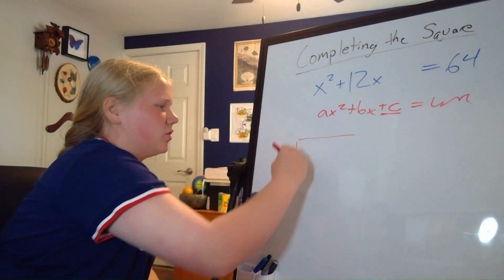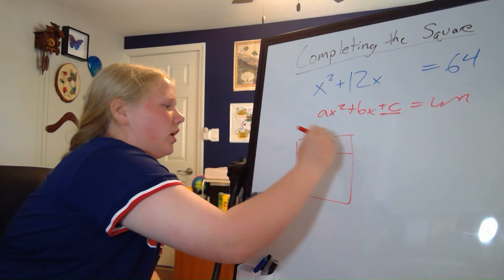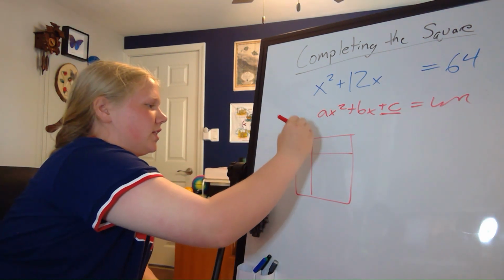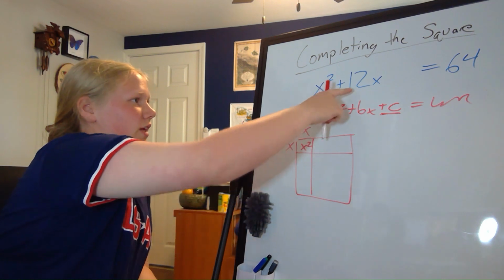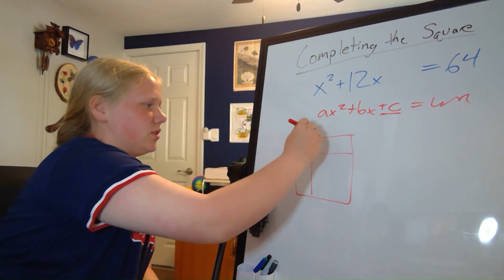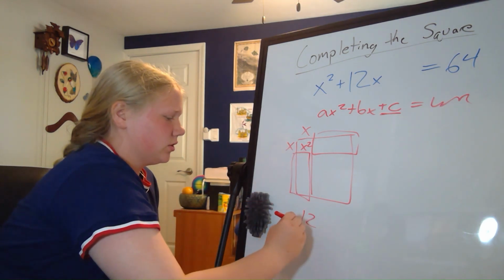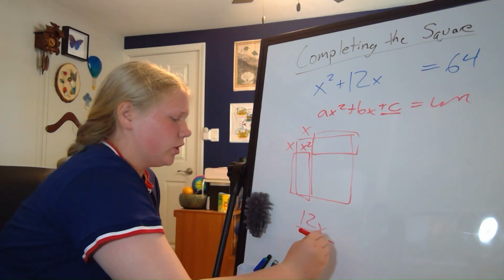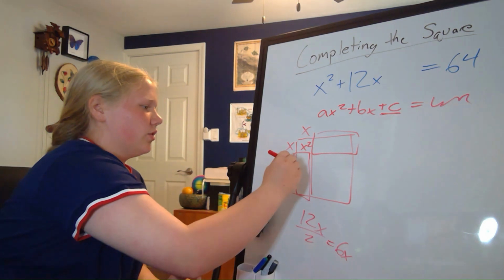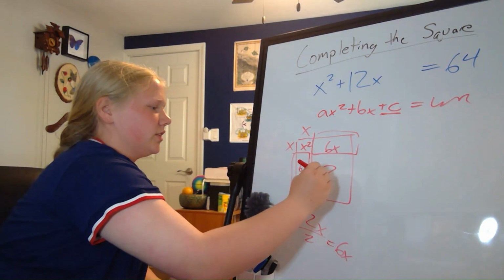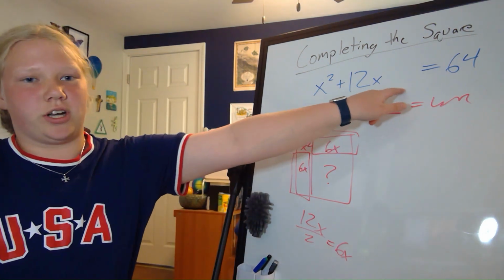So let me draw this back out for you. If you look at this here, we know that the first one is x squared, so this has to be x times x. And we know that both of these parts are 12x. So we take 12x over 2 equals 6x. So this one has to be 6x, this one has to be 6x, and we don't know this last one. This last one is missing. That's what we're trying to find.